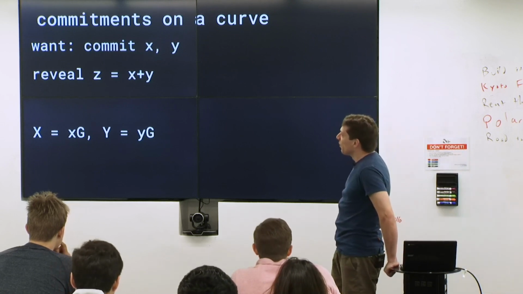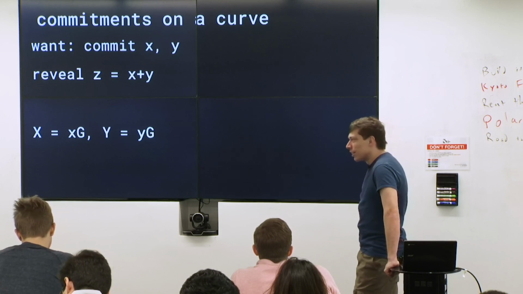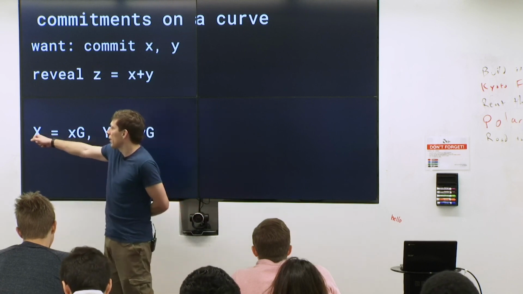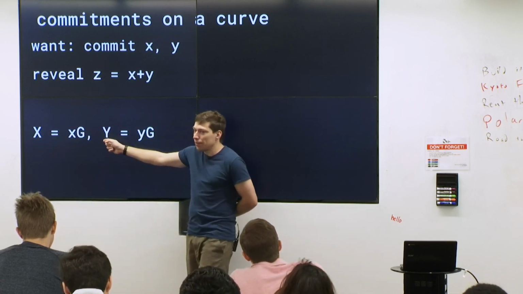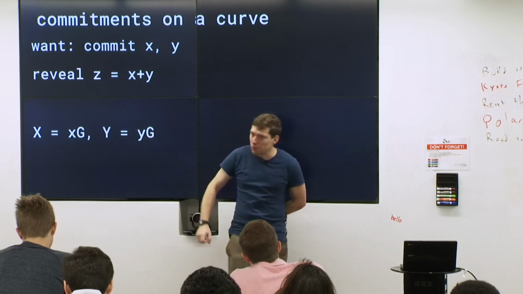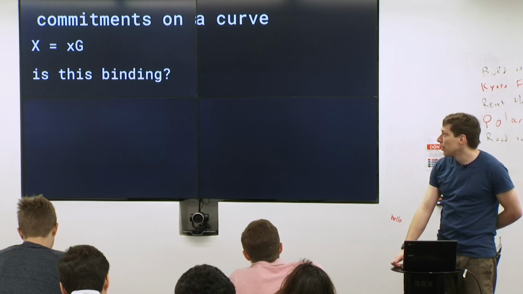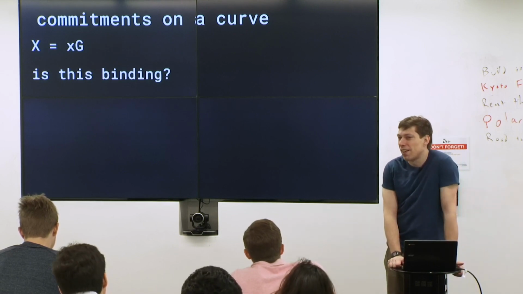So yeah, you want a commitment to X, you want a commitment to Y, you want to reveal Z as X plus Y. So what if you did this? You said, okay, I'm going to make a point on the curve, X, which is just my value X times G, and a point on the curve Y, which is my value Y times G. This does have that homomorphic property, right? But is this binding?